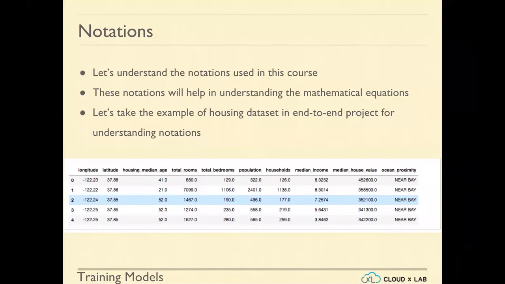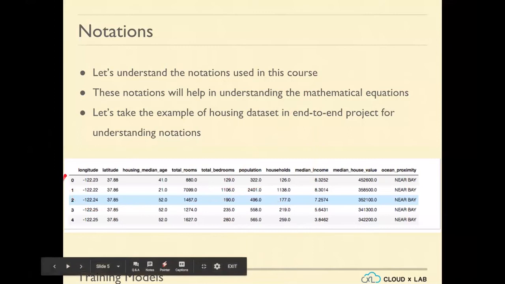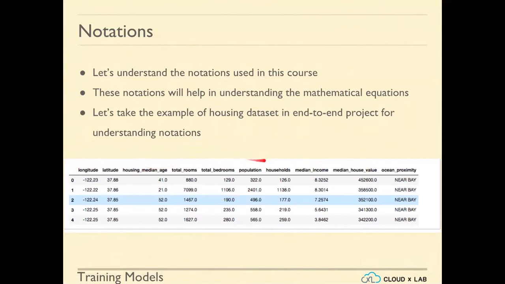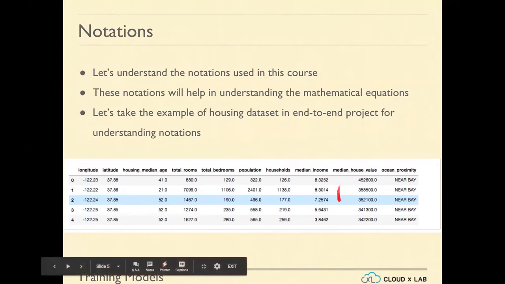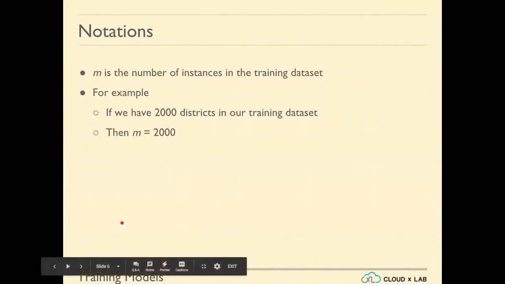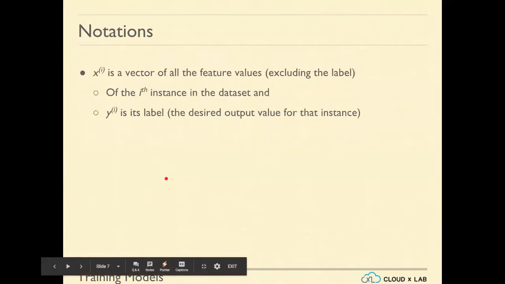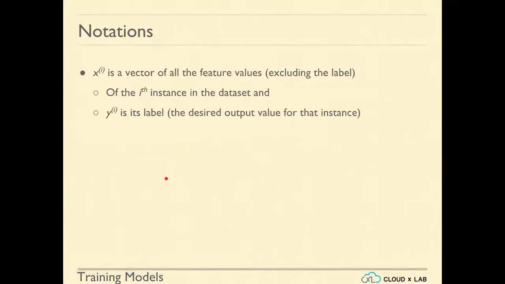Let's take an example of the housing dataset in our projects. Do you remember this dataset? Here there were rows. These are the records, and these are the features, right? This one is the label. Median housing value is the label, and these are the records. So the total number of records in those districts is around 2000. So M is 2000.